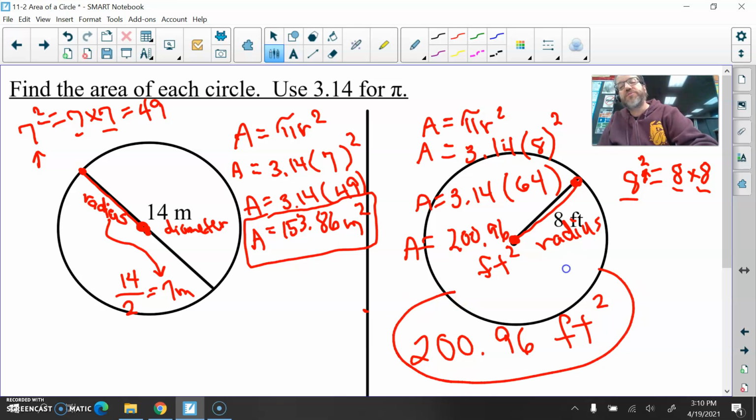It's really, really close to 201, isn't it? In fact, if you weren't rounding 3.14, if you used 3.1415926, it's going to actually creep up closer to that 201 square feet, isn't it? But since we're using 3.14 for pi, we will write 200.96 square feet for our answer.